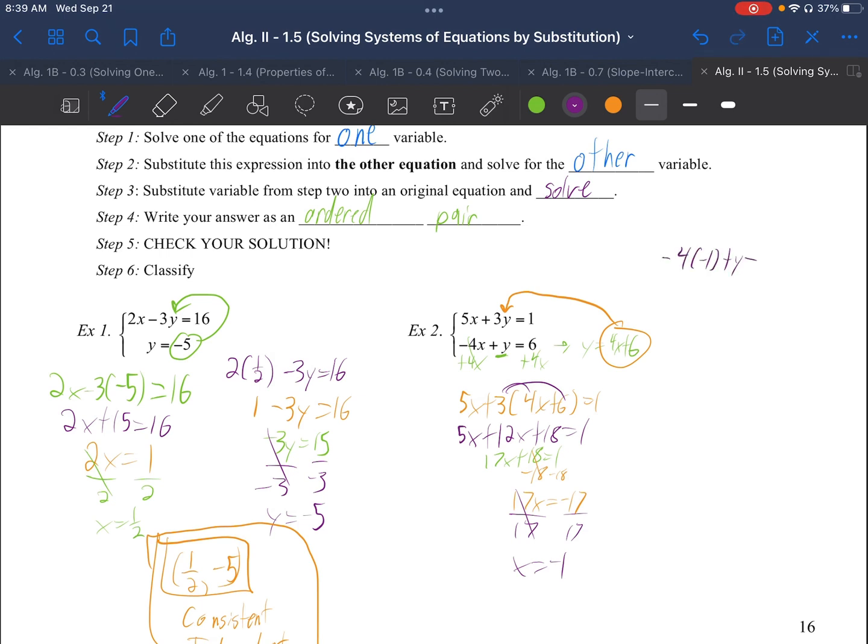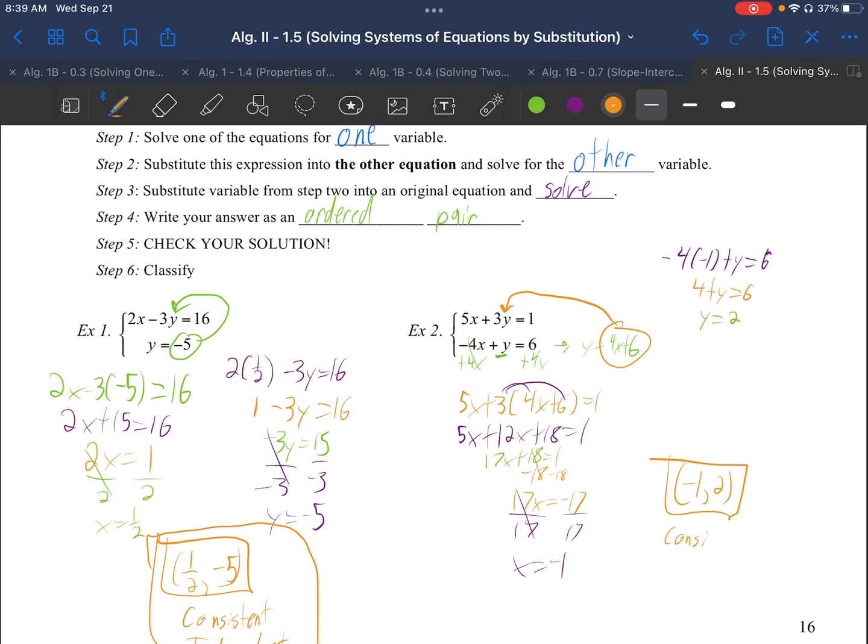So -4 times -1 plus y equals 6. So everything stays the same except for x this time is replaced. So -4 times -1 is +4 plus y equals 6. Subtract 4 and you get y equals 2. Now we have our system, our ordered pair, -1, 2.